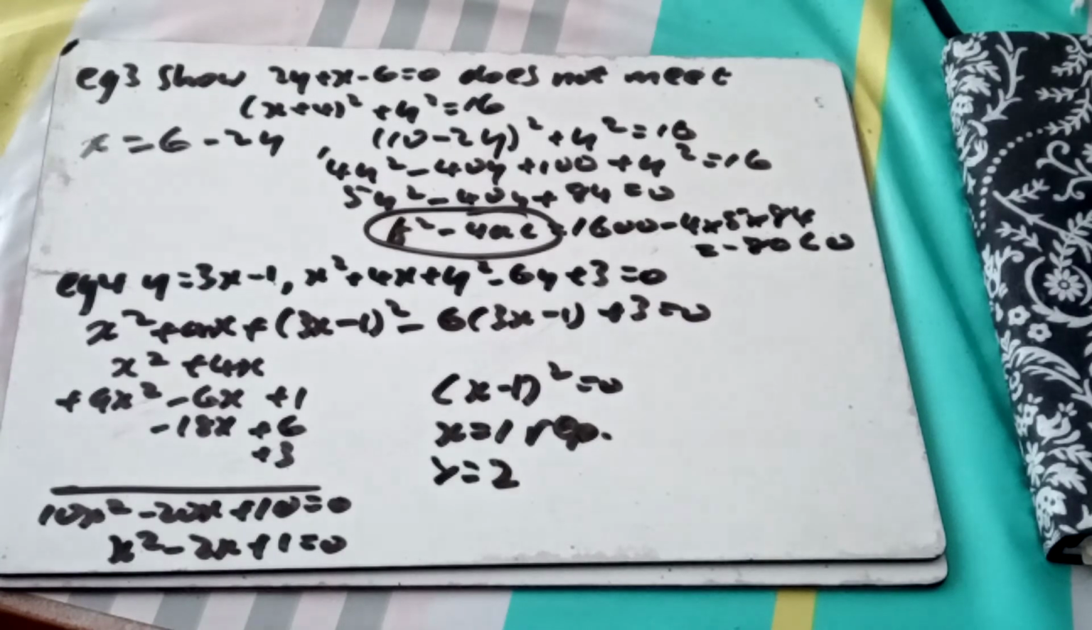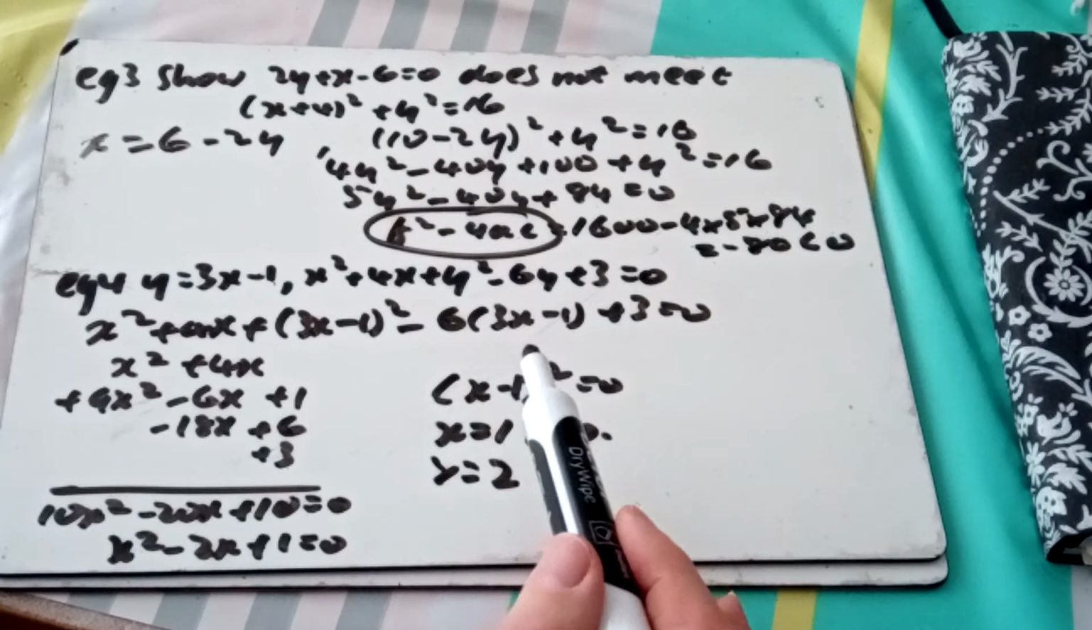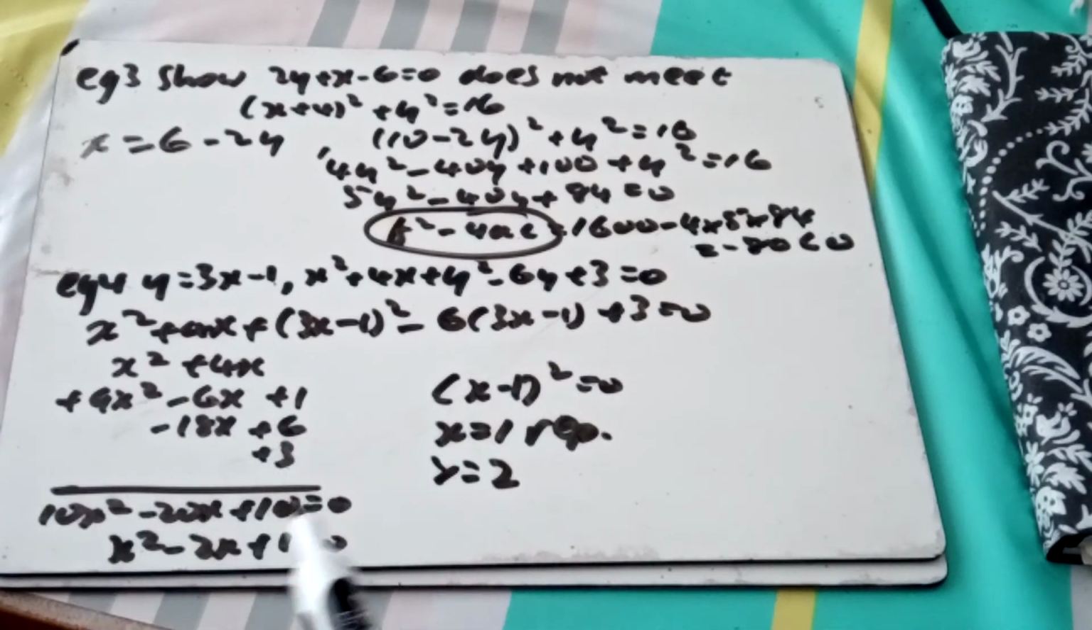So the three cases I can look at then with a line and a circle: either the line intersects twice, example 2, the line misses because b squared minus 4ac is negative, or it touches because it's a tangent, and the quadratic I get is a perfect square.